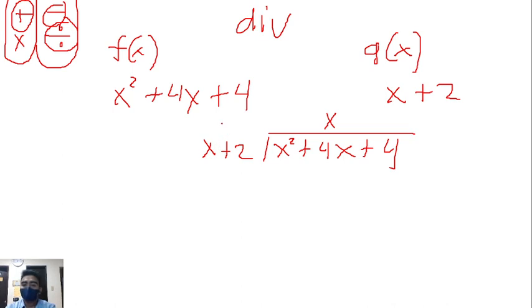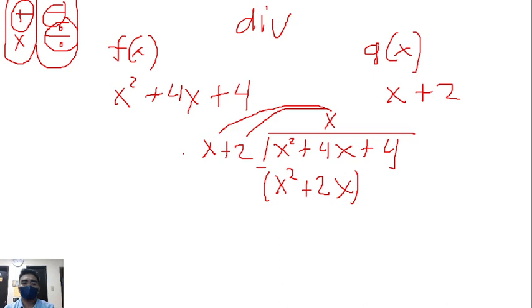So, after getting that one, we're going to multiply the x to your binomial. X times x, the answer is x squared. X times 2, the answer is positive 2x. So if this is your quantity, you subtract that one. x squared minus x squared, of course, the answer is 0. Then 4x minus positive 2x, the answer is positive 2x. Correct?